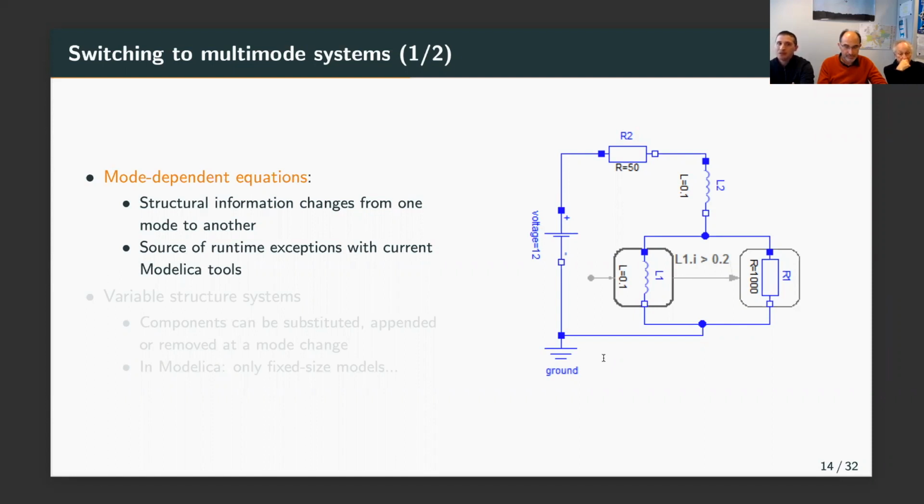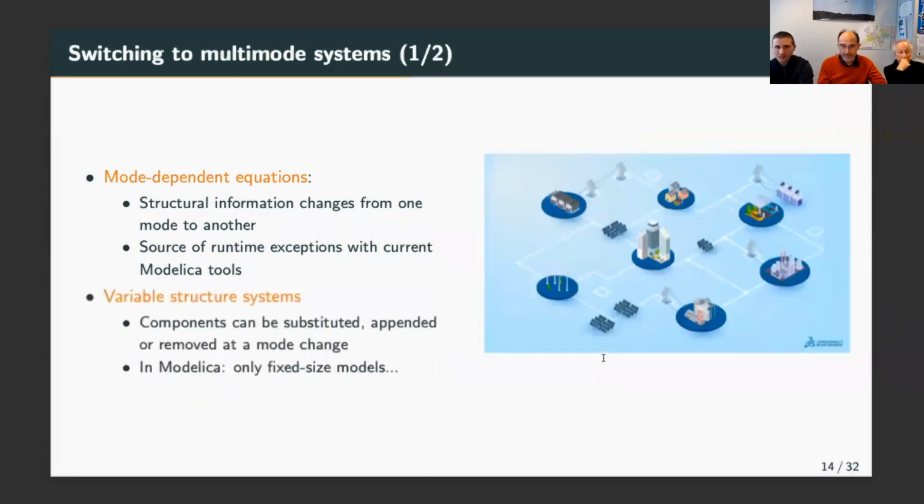And this is a source of runtime exceptions with the current state-of-the-art Modelica tools. And the pretty small example that was presented by Benoît at the very beginning of this presentation was a very small example in which we have exactly this issue. And then going further, variable structure systems, in which even the number of equations and variables can change, are a further problem for which Modelica currently does not provide a one-size-fits-all solution, in the sense that only fixed-size models are currently accepted in Modelica.